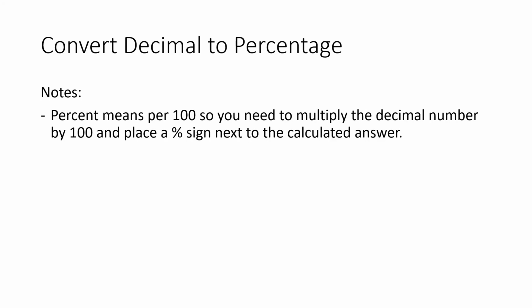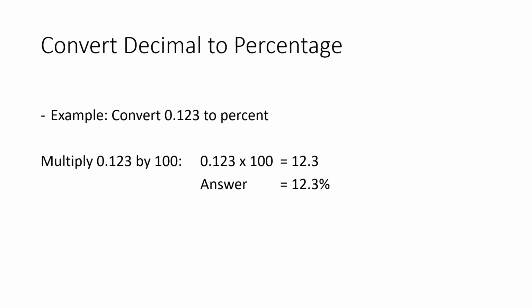Firstly, please keep in mind that percent means 100, so you need to multiply the decimal number by 100 and place a percentage sign next to the calculated answer, right? So this is what we do in order to convert a decimal number to a percentage. Let's do an example to understand better.